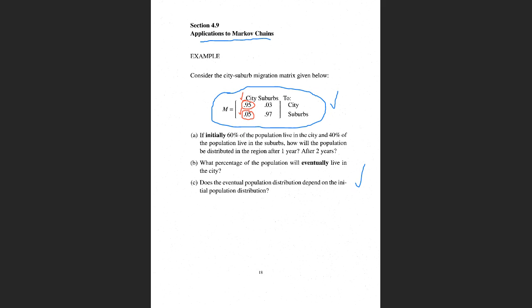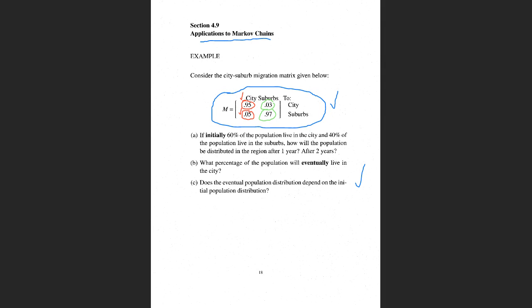On the other hand, if you're living in the suburbs, there's a 3% chance that you'll move to the city next year, and then there's a 97% chance that you'll stay in the suburbs. Of course, you notice that the columns add up to 1.